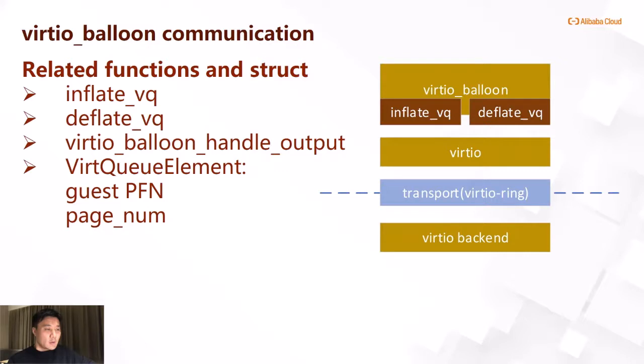There are two virtqueues named inflate VQ and deflate VQ. The front-end driver uses the inflate VQ and deflate VQ to send notifications to the host. One handler is attached to these two virtqueues in the backend driver. That is virtio-balloon handle output. We can get the virtqueue element in this handler. It contains the guest PFN and page number information. So everything is ready. Just add a simple recording logic.